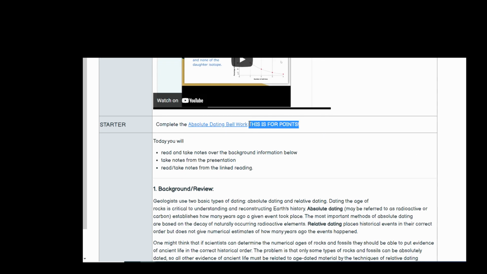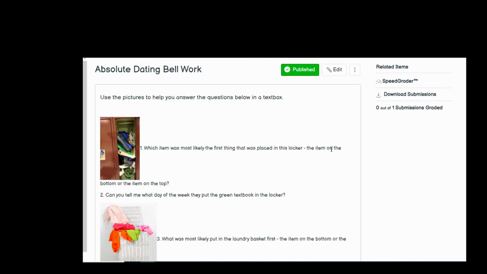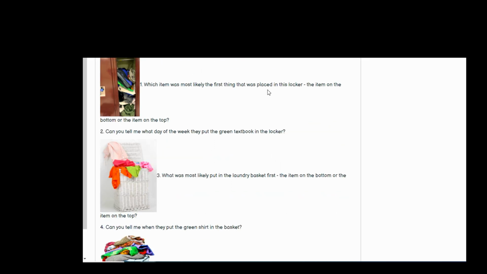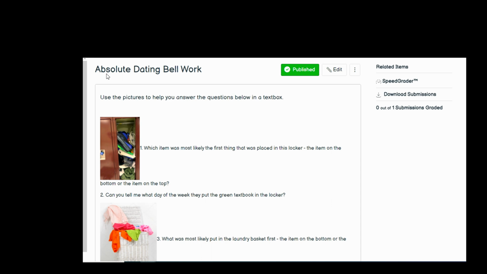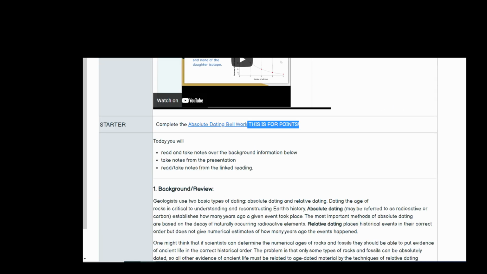It is for points, so please make sure you do it. It's just going to be a review of absolute and relative dating. You're going to take a look at these questions here, and you are going to answer them based on the images that you find. Do it in a text entry box and get it turned in for points.